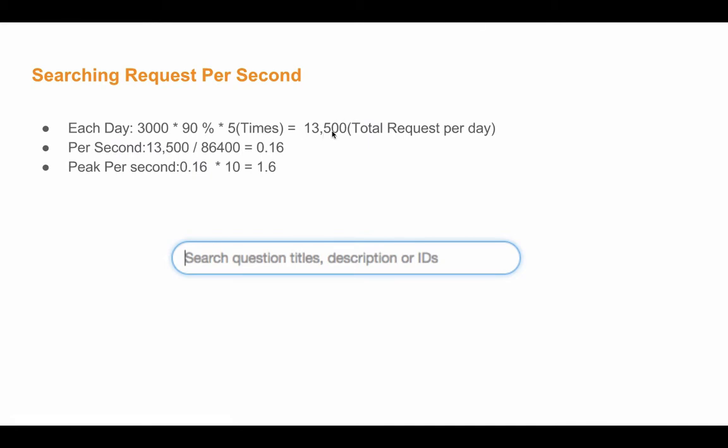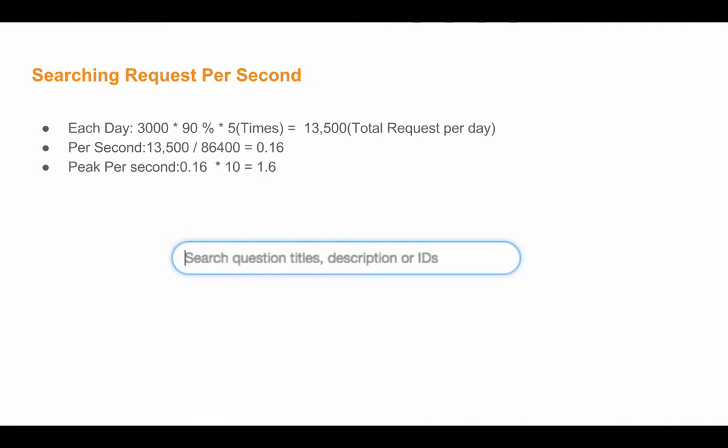So each day we have 13,500, but we want to calculate per second. So we divide by 86,400, which is the total seconds in a day. Here we got the answer: 0.16 is the number of search requests we will get each second.